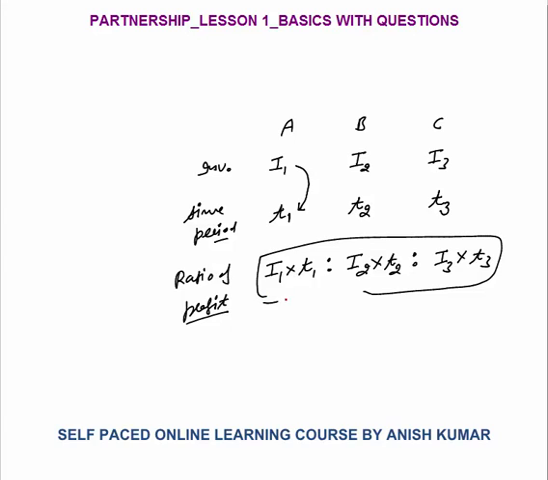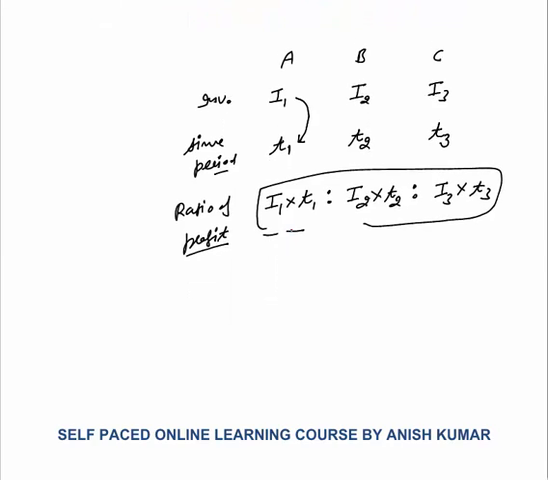The profit will be divided in the ratio of investment into time. Whose money, which quantity was there for how much time period, in that ratio the profit will be divided. That is the only concept in partnership. For example, I am taking a simple example, then we will start with the questions.